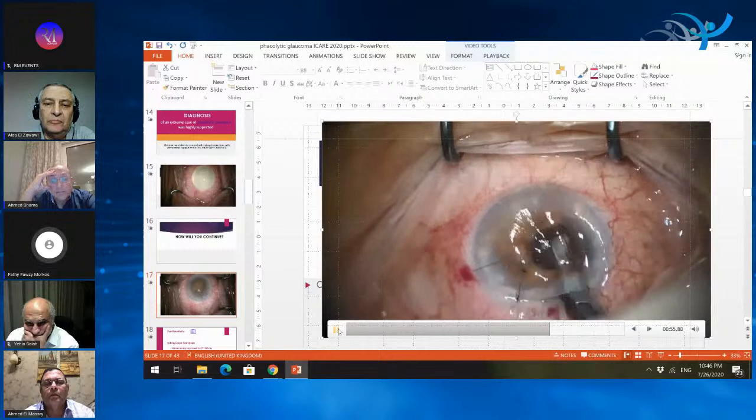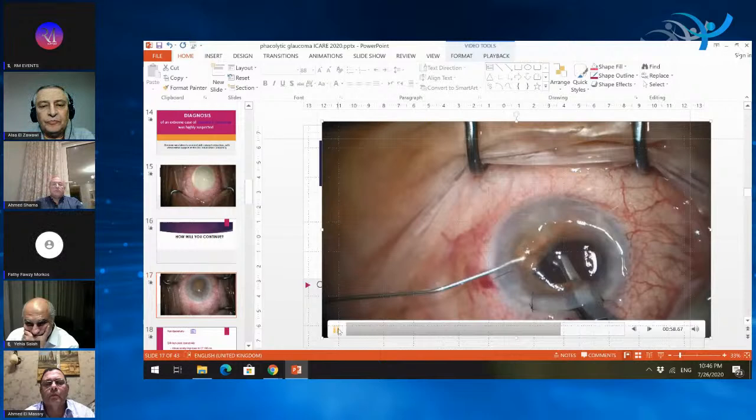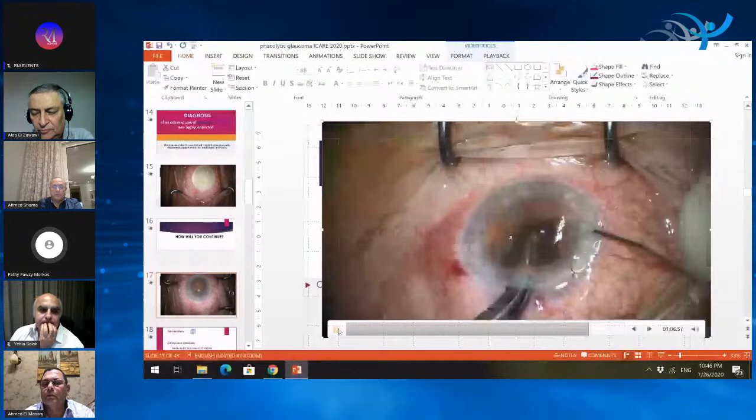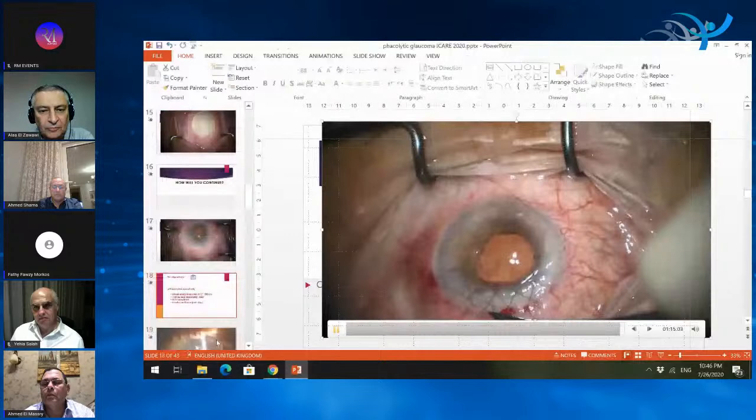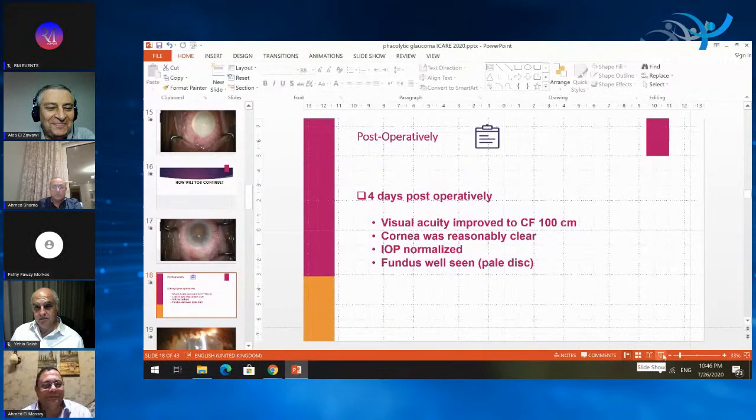I'm enclavating the iris to the lens. I can see the haptics and just push the iris tissue between the two claws on either side. And then closing the globe. Now, immediate post-operative visit.